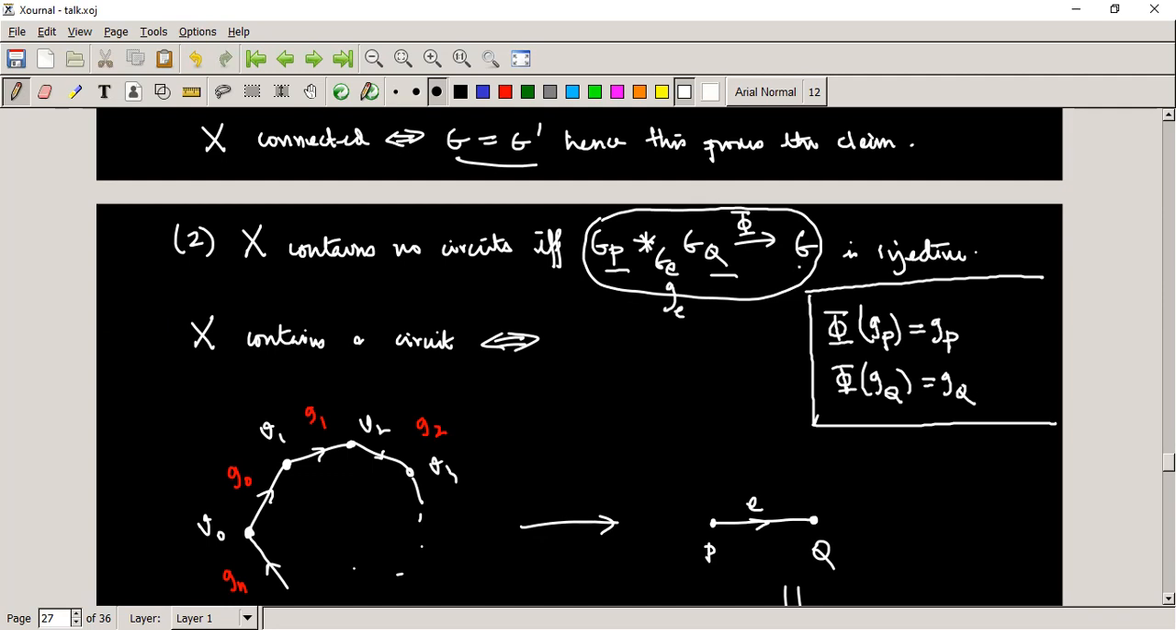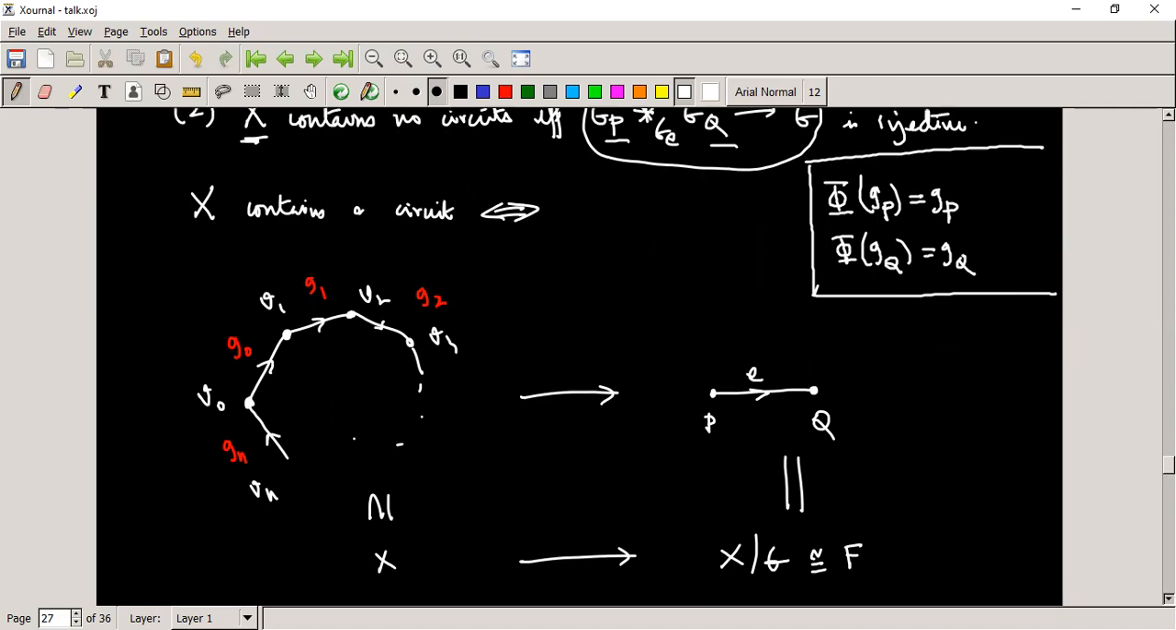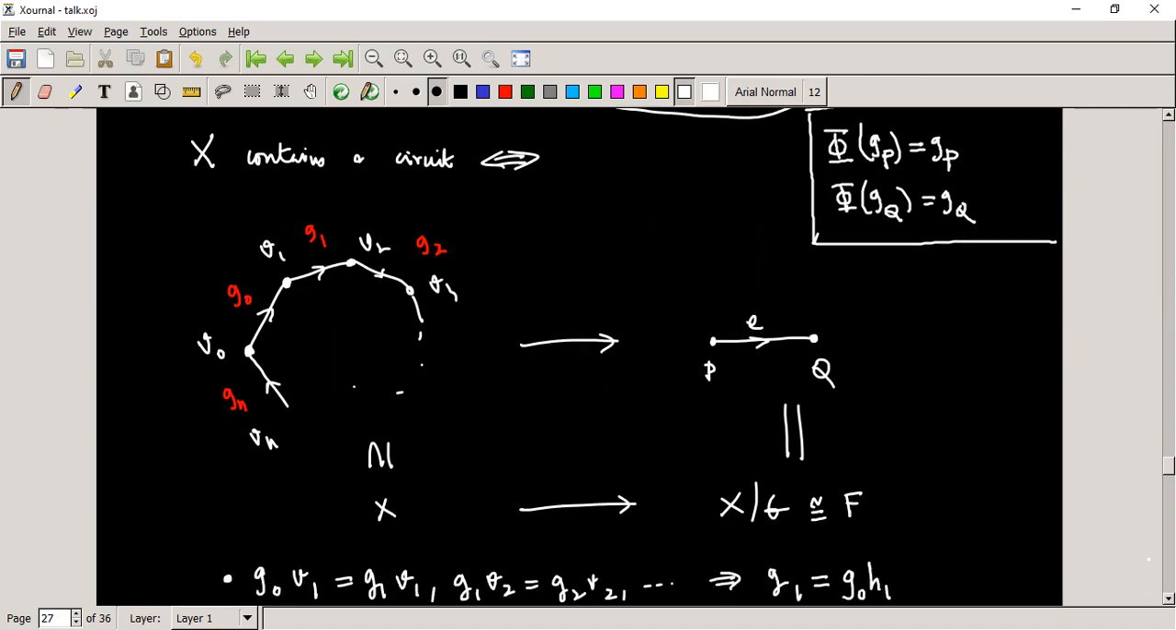But there can be more relations here, making some words zero here. So why is this injective? We'll see that. This is injective if and only if there are no circuits in X. For example, a tree does not contain a circuit. So that would prove our fact.